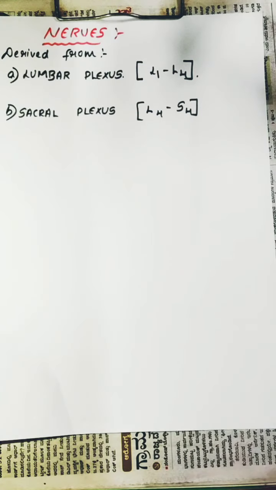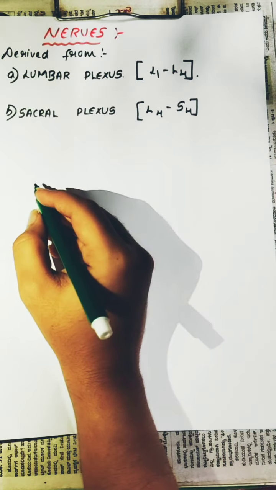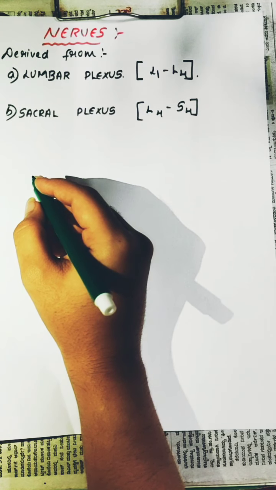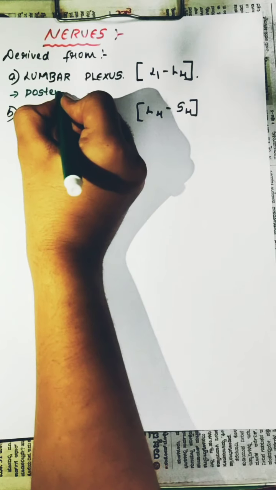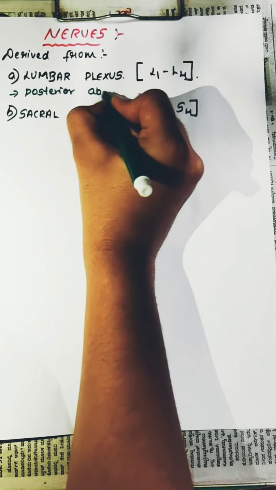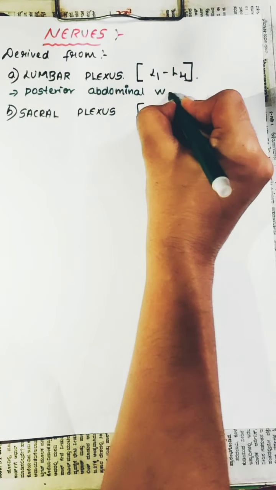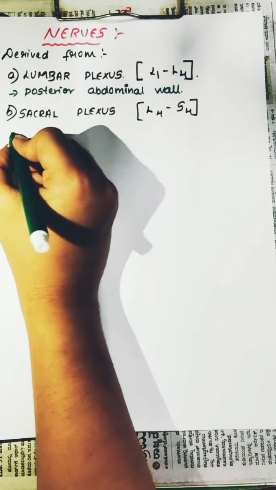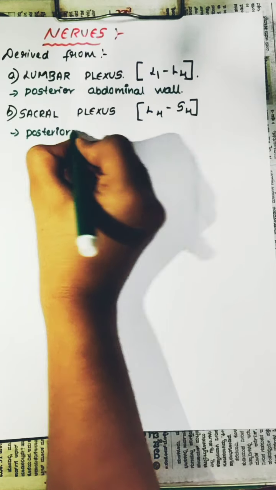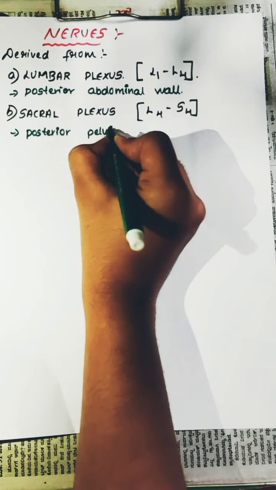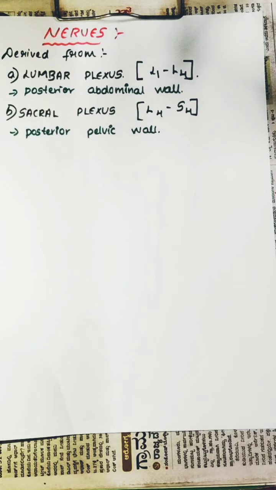The lumbar plexus is present in the posterior abdominal wall, whereas the sacral plexus is present in the posterior pelvic wall. So these are the nerves.